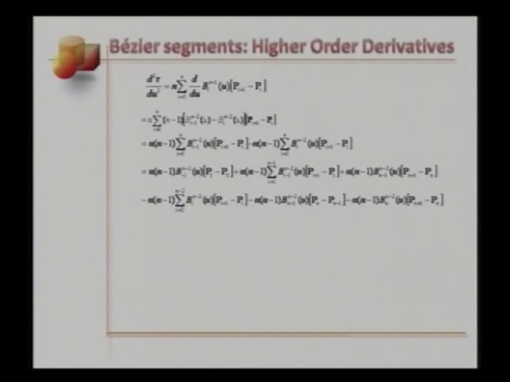Let's look at some higher order derivatives of Bezier segments. d2r over du squared is given by n times the summation i going from 0 to n of d over du of b sub i super n minus 1 times p sub i plus 1 minus p sub i. This expression here relates to the first derivative of the Bezier segment. I can work the algebra in detail, but let me not worry about the intermediate steps. I'll have them for you on the slide just in case you want to take a look at leisure later on.